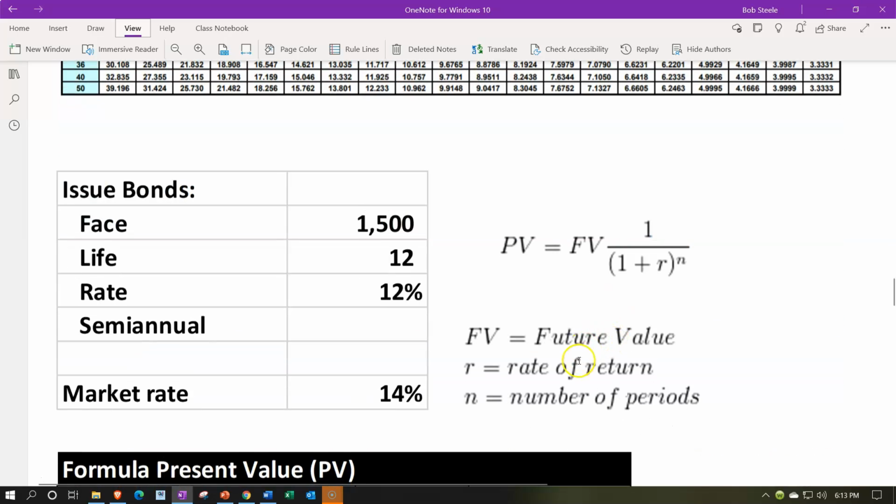So now let's do the present value of the 1,500, and we're going to bring that all the way back to the 24 periods. So we're going to use the present value formula. Present value equals future value over 1 plus r to the n. The future value is going to be that 1,500. R is going to be the market rate, 14% divided by 2, or 7%, to the number of periods, which would be 12 if annual, because those are years, but then times 2 to get to 24.